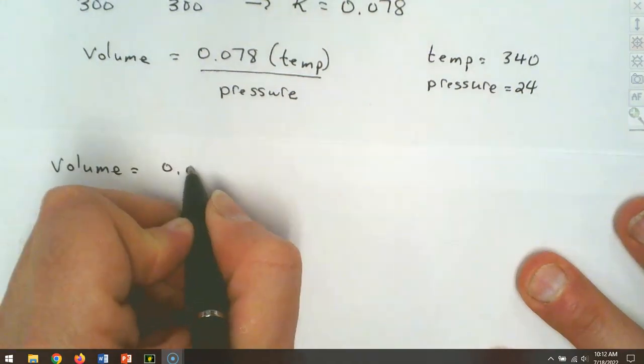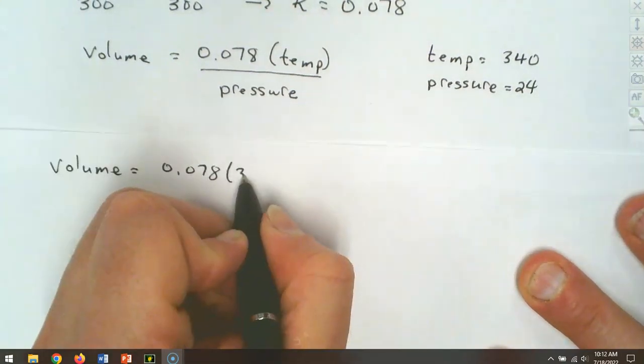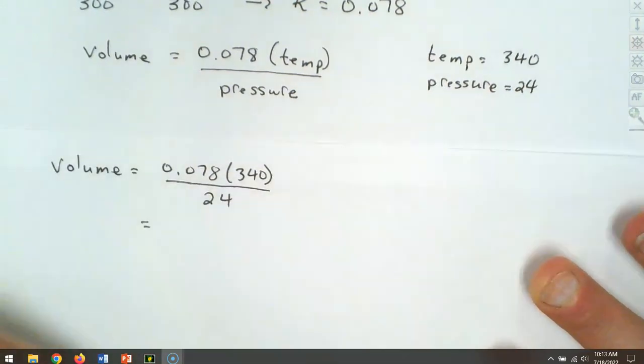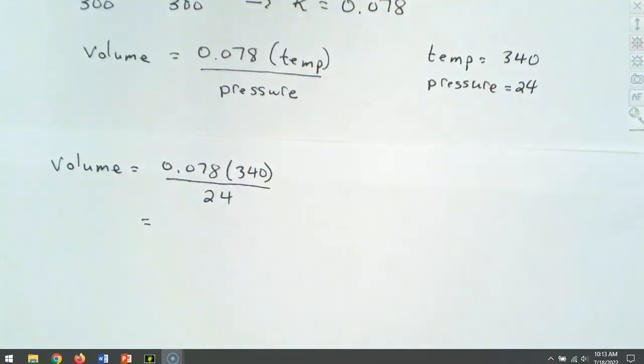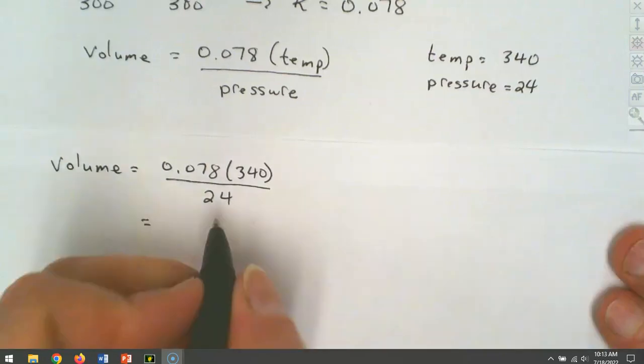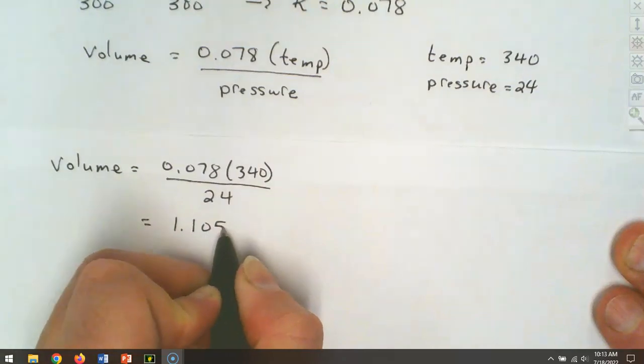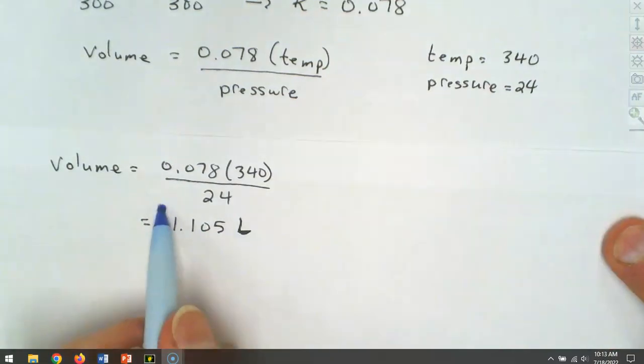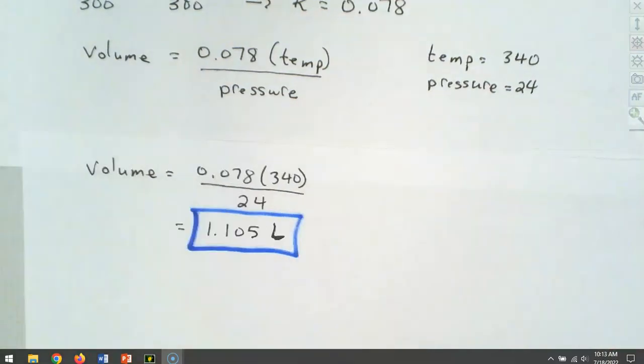So that's 0.078 times the temperature of 340 over a pressure of 24. And that gives us our new volume of the gas. 340, divide that by 24, so 0.078 times 340, and we'll divide that by our 24, and we get 1.105, and that's going to be in liters. So that's how much space that new gas would occupy.